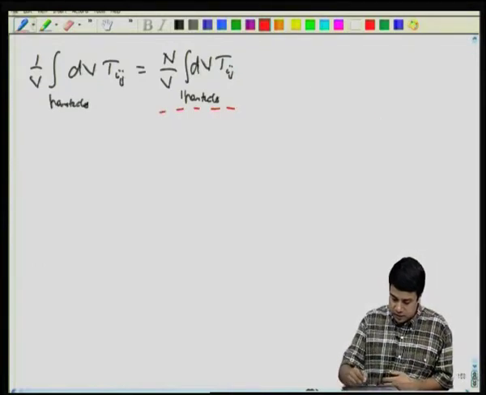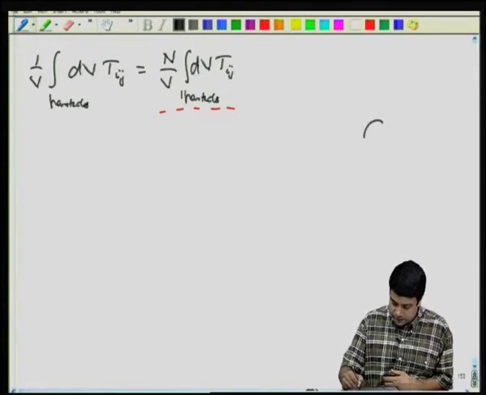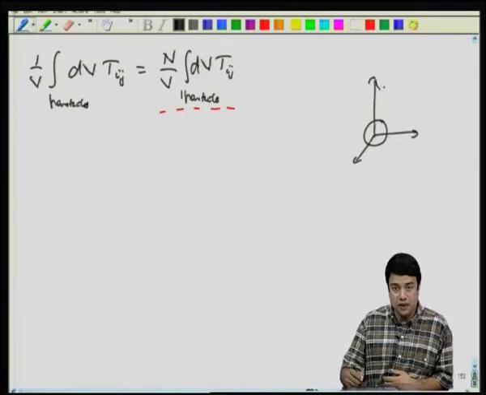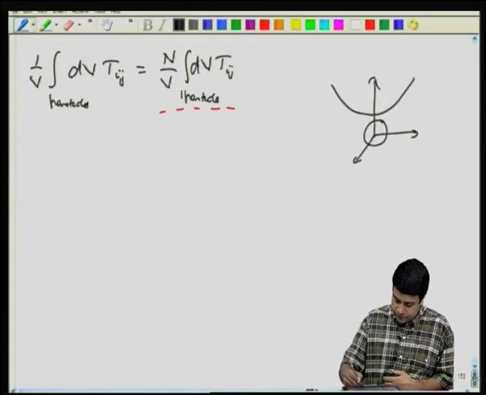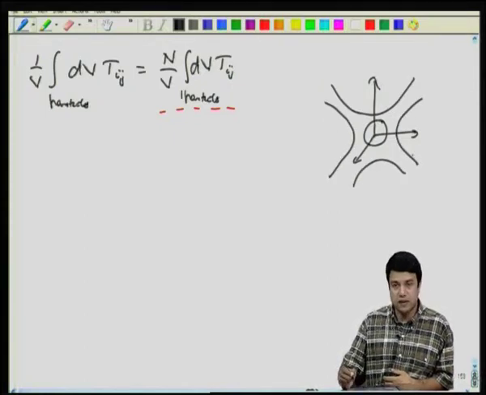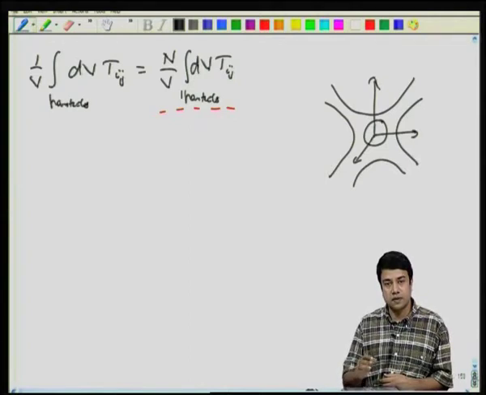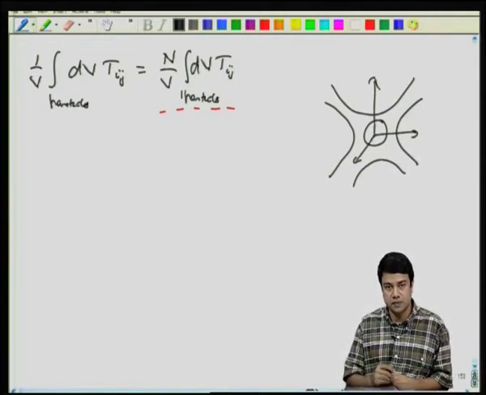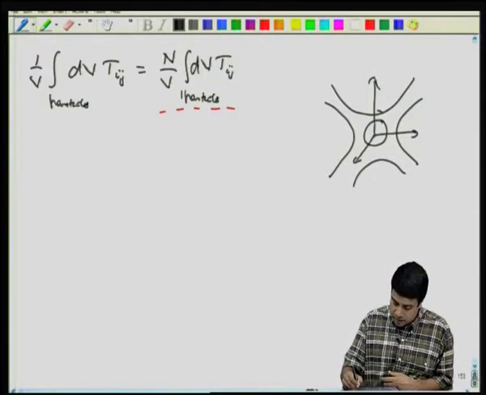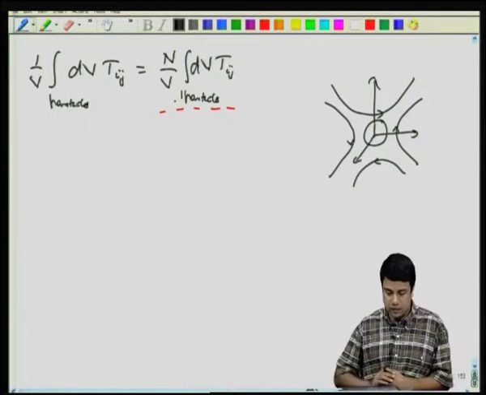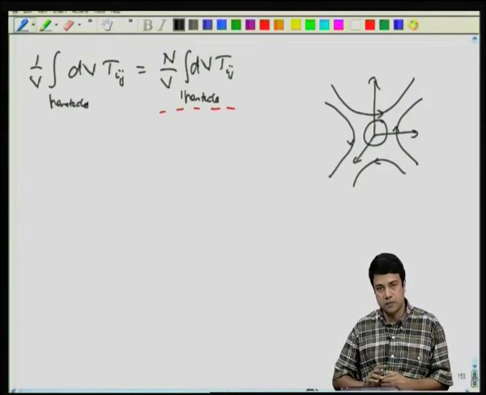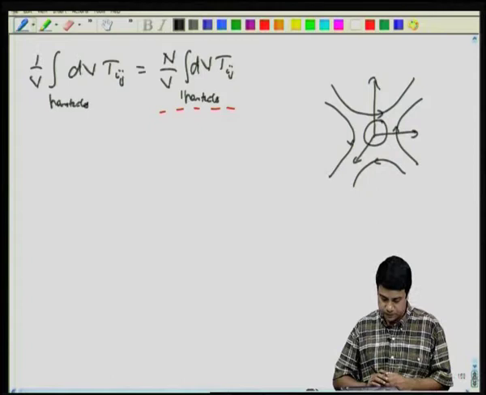So, this one particle is now being placed in an extensional flow. As I said, the rotational part of the velocity field does not contribute to the stress, it is only the extensional part. So, this particle is being placed in an extensional flow, and you have to calculate this integral over the particle volume of dV times T I j.